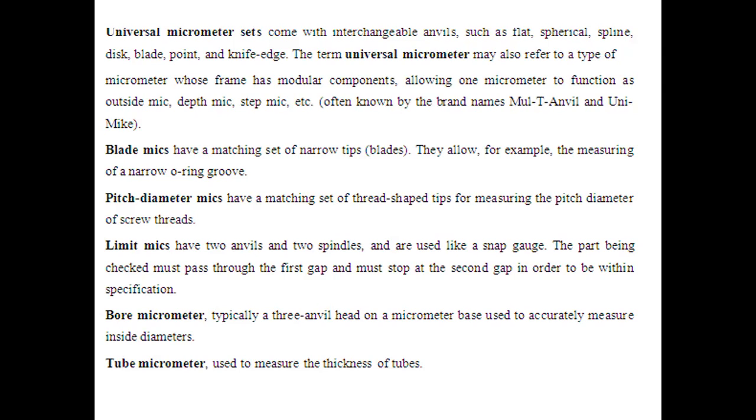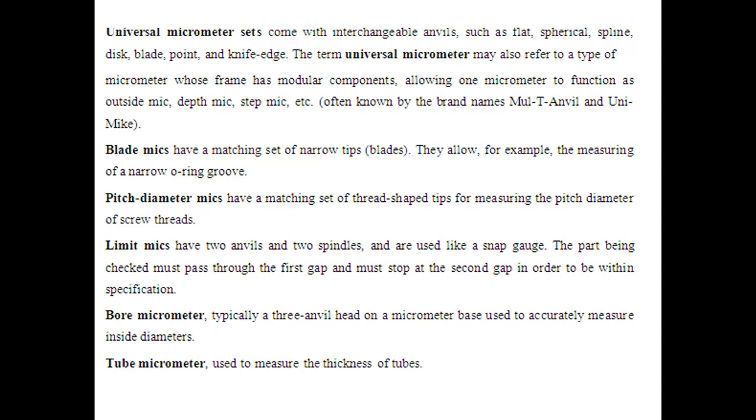So here there are different types of anvil available in a universal micrometer. Say, flat type anvil: if you want to measure the flattened jaw, the flat type anvil is used interchangeably to find out the dimension of the flat surface for a given jaw. If the workpiece is round, spherical in nature, then you have to interchange the spherical type anvil.